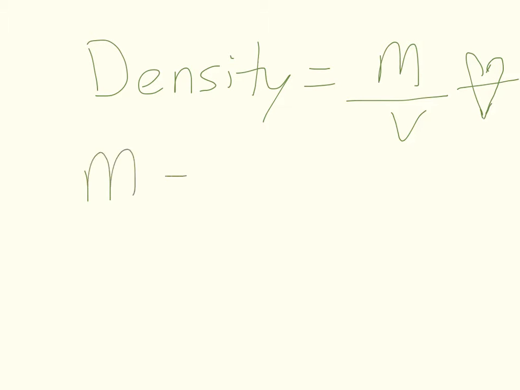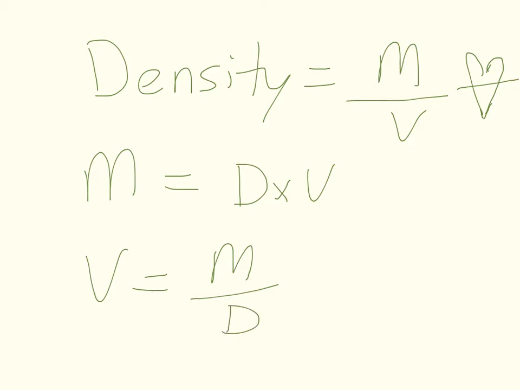Mass is density times volume, and volume is mass divided by density. So using these three equations, you should be able to solve any problem. I shouldn't be able to stump you at all because they're just these same three equations. All right, we're good on that? Okay, let's go to the next one.